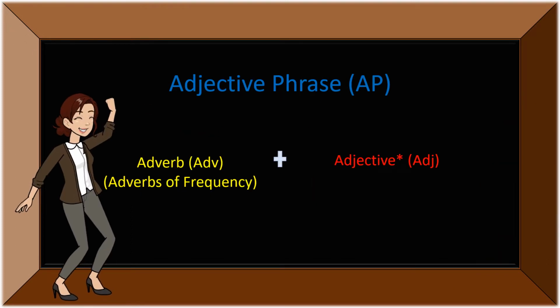Adjective phrase, AP. Now we know an adjective phrase must have an adjective, and we represent the possibility of having more than one adjective by this little star. And we also know an adverb can modify an adjective. If it's modifying an adjective, it's going to come in front of the adjective it's modifying. So far, we only talked about adverbs of frequency.